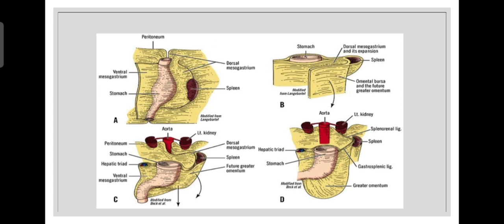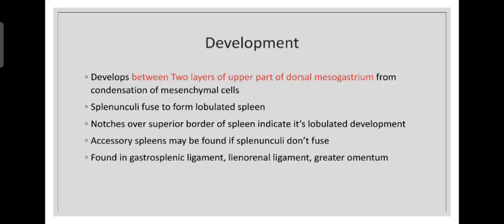The fusion of these lobules is indicated at the superior border of the spleen, where we can see the notches. These notches represent the joining of the lobules of the spleen. Okay, so this is the development of the spleen. So I have covered all the points here.